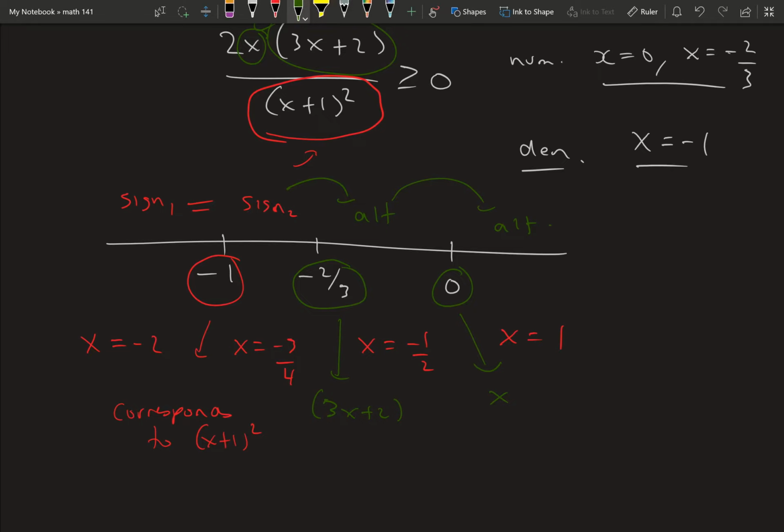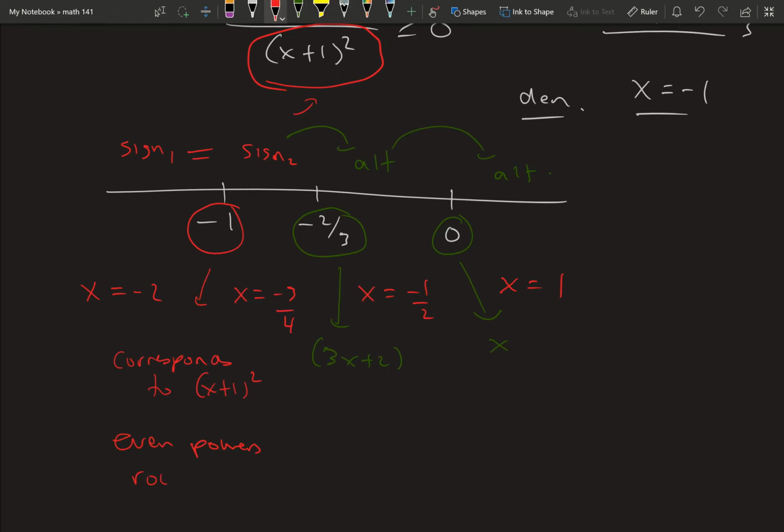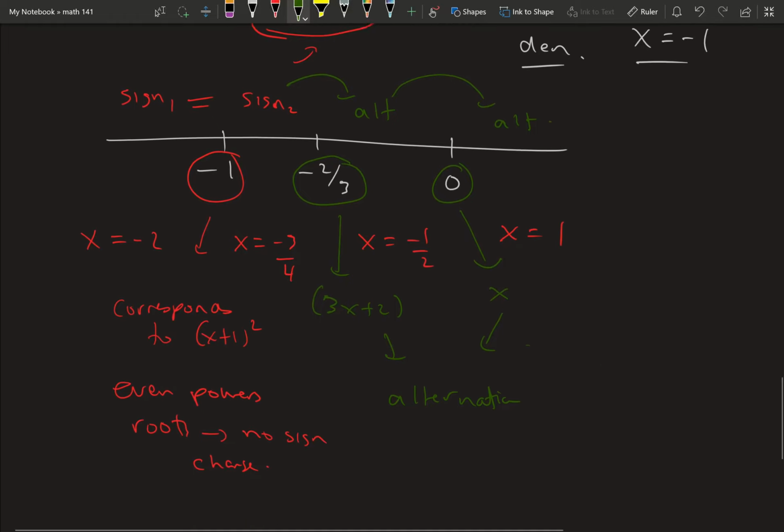Okay, this is the general pattern. For even powers, the roots correspond to no sign change when you go from one side to the other, whereas for the single factors, you will have the alternation. And let's see that explicitly, at least for part of this, by plugging in these numbers.